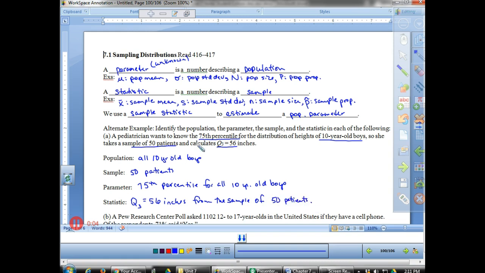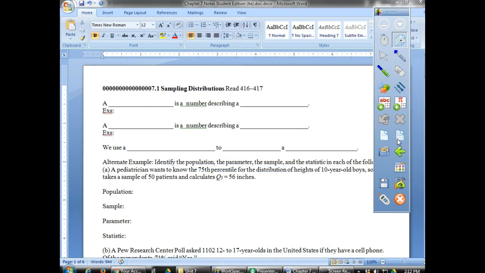So pretty straightforward, but you have to read all the words and make sure you know what you're doing there. I want you to try part B here on your own and then check back in just a minute. So just pause it and check back in just a minute.